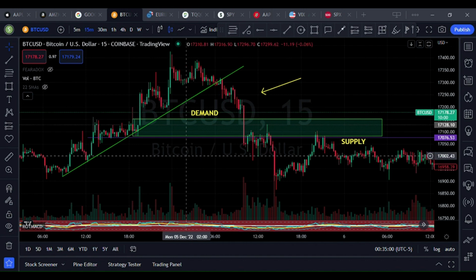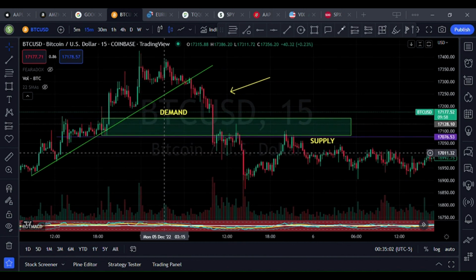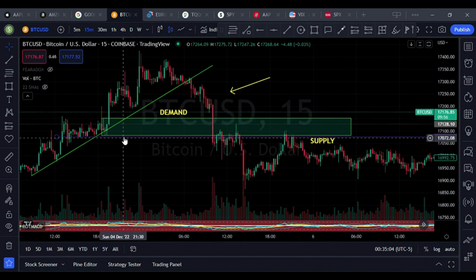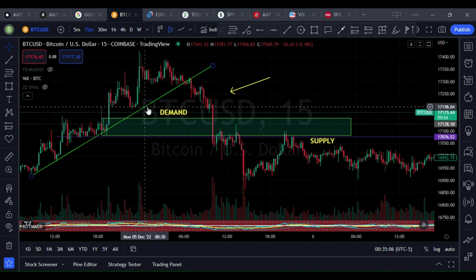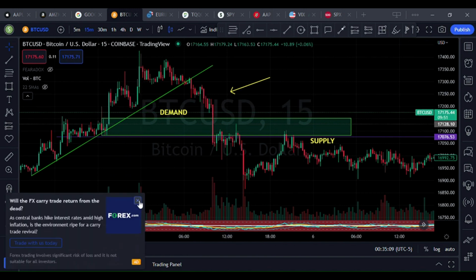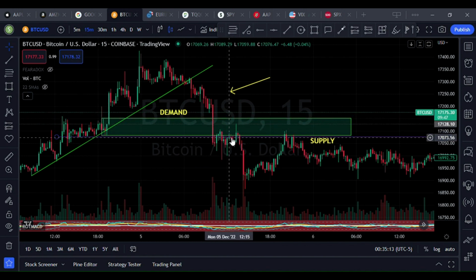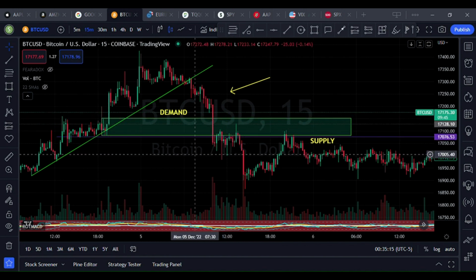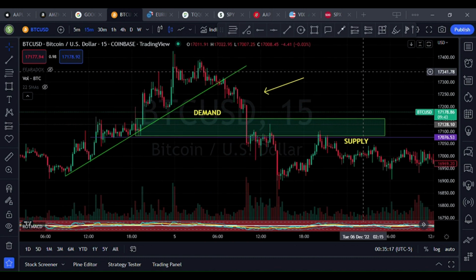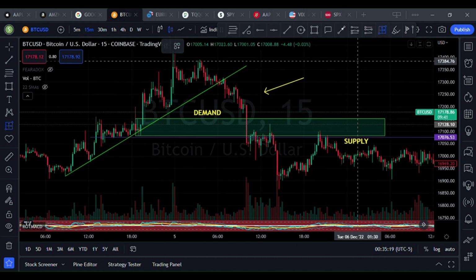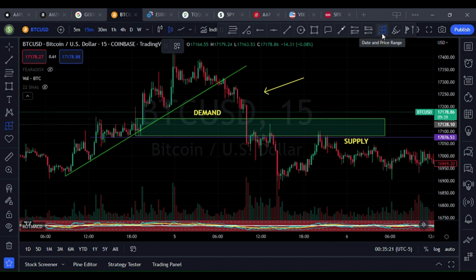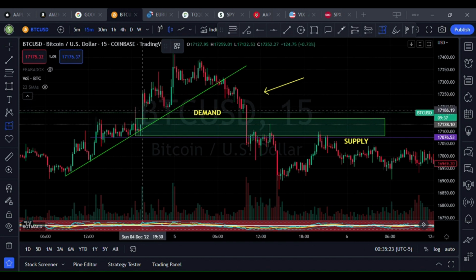With that being said, you can use these zones to gauge your next trades. We already see that here. We went up, came back, went up, came back, went up, came back. That's great. You have an area that you're waiting for this to happen. So in a previous video on our stock shots, we actually talked about this specific tool, and this is the date and price range. All right.